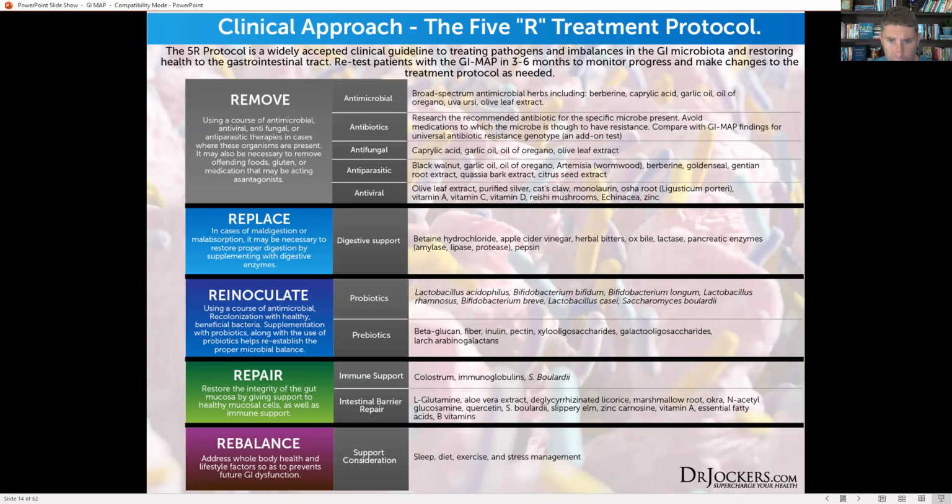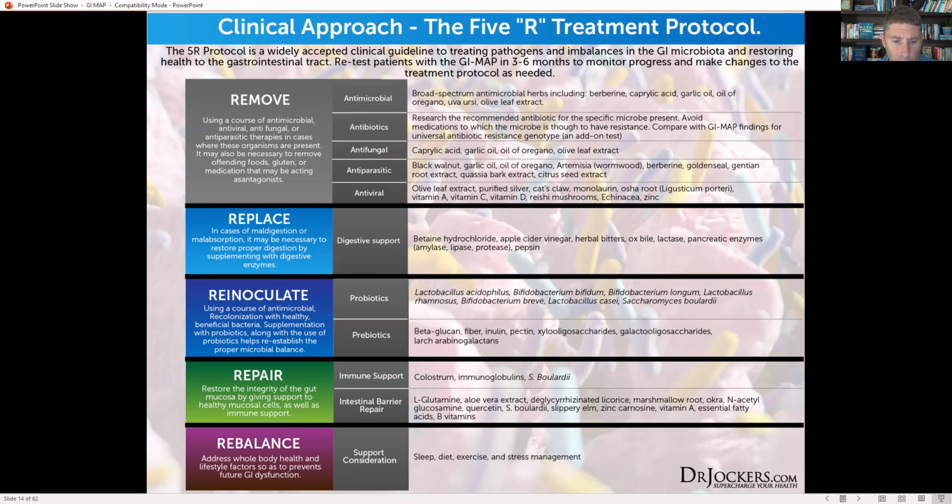So all great stuff. Digestive support. That's the second phase, replace. So now we want to replace what's missing. We need good stomach acid production, pancreatic enzymes, and bile flow. Oftentimes we'll do the remove and the replace together, adding in betaine hydrochloride, so betaine HCl, apple cider vinegar, herbal bitters, ox bile, and different pancreatic enzymes to break down fat, carbohydrate, and protein. So usually that's going to be the first steps.